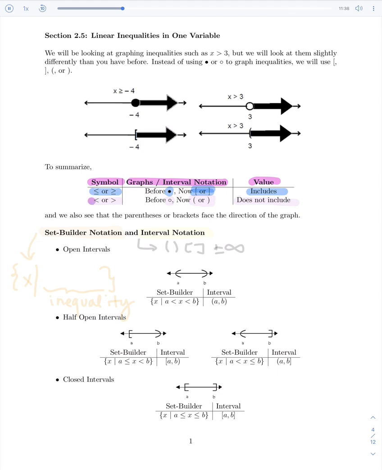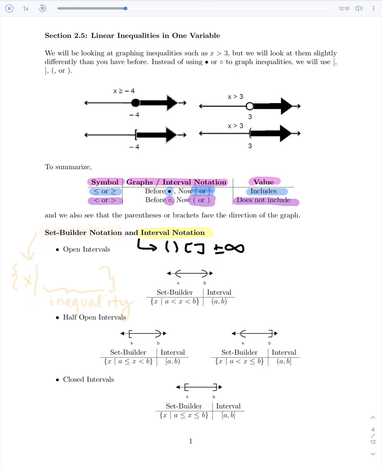And now if you have less than or greater than, before we used to use open circles, now we're going to use parentheses, and that means you're not including the value. And again, we're doing this because we want to talk about something new. We're talking about this interval notation. Interval notation is when you have your parentheses, brackets, infinities, that sort of thing. That's what we mean by interval notation.